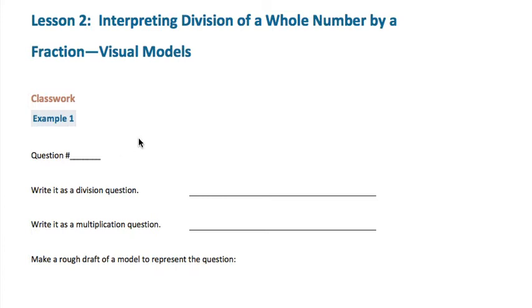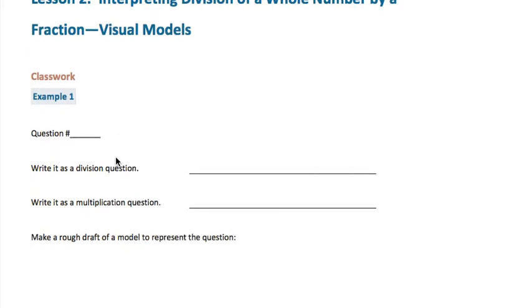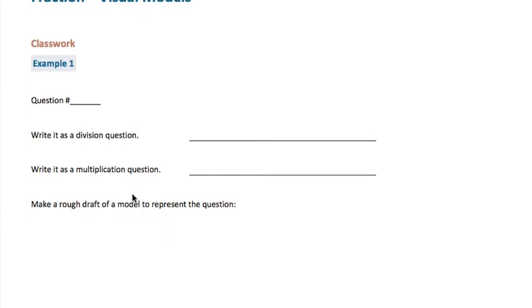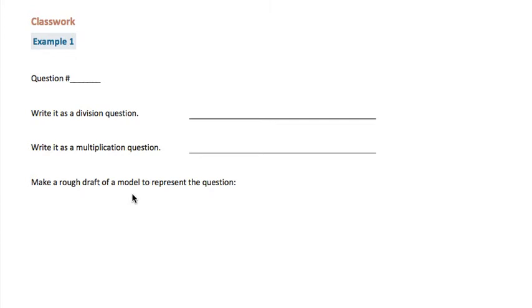we were divided into 5 groups, and each group was given a different question number, and that question number needed to be written down, as well as writing a division question from it and a multiplication question. Then the group was to make a rough draft of a model to represent the question, which was then put on construction paper or directly onto the board, and we were then going to go as a group, travel among these representations and see if we could fill out a chart showing those.